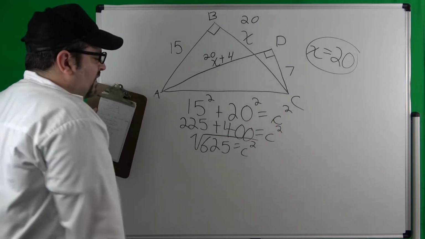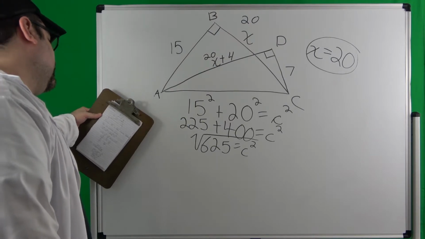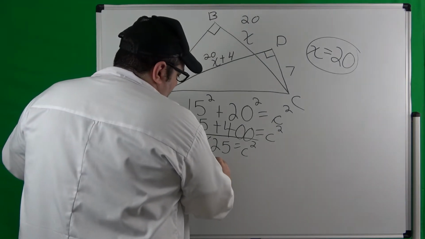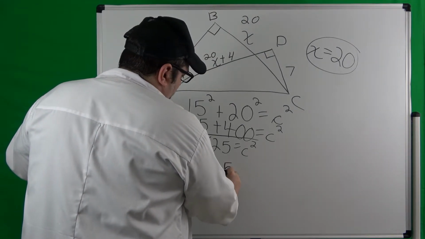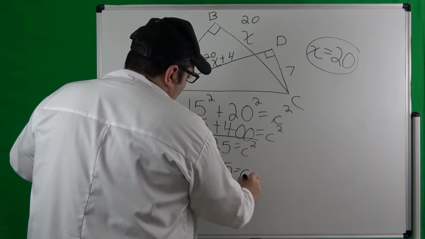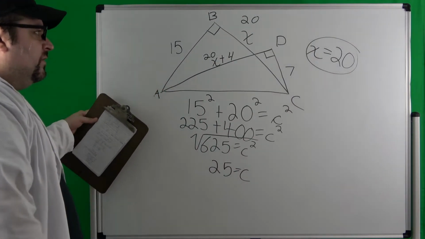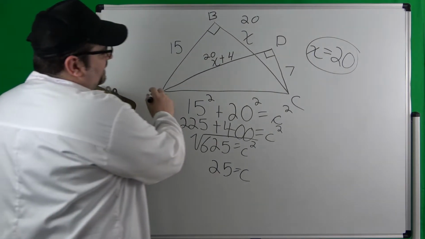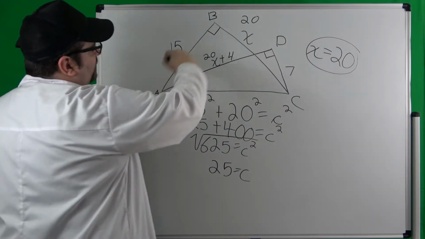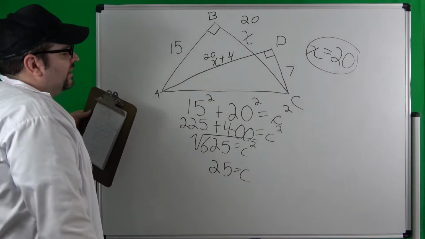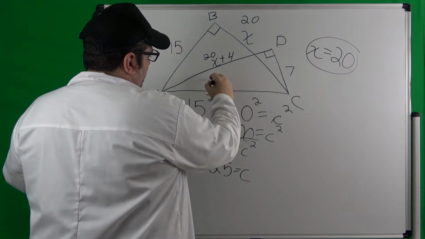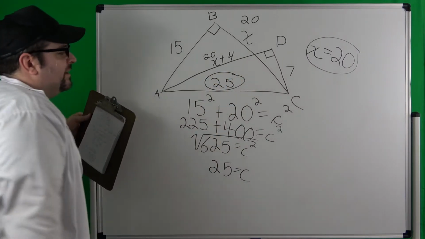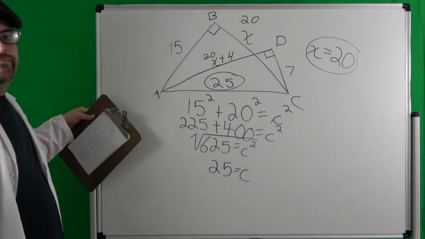Radical both sides. And what do we get? What is the square root of 625? You're exactly right. It would be 25 equals c. So after all that, we finally came to the conclusion that AC, which is the hypotenuse for both of these right triangles, is 25. All right, good job if you guys got that one.